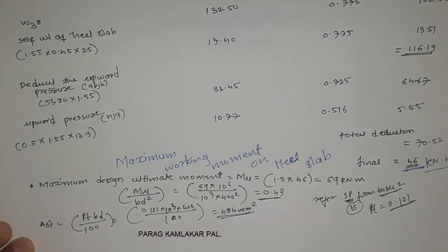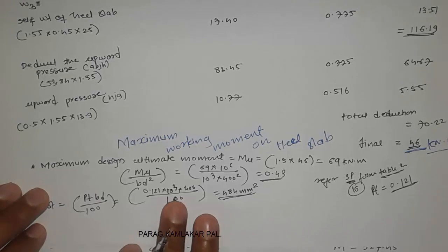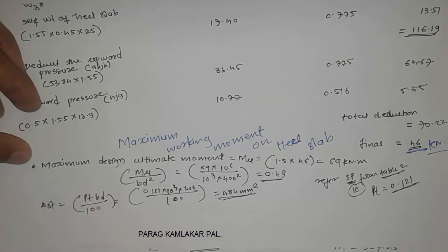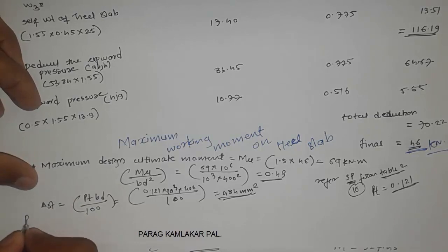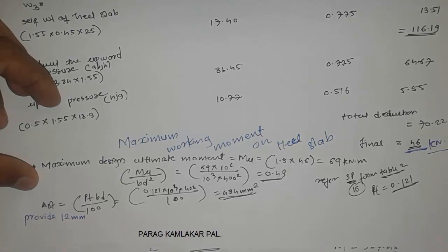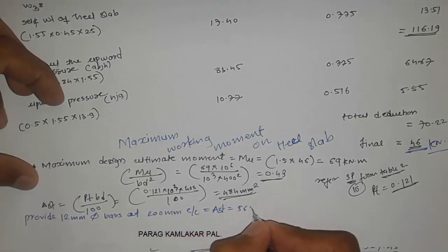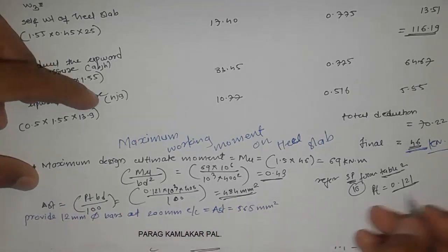Hence I am going to provide 12 mm diameter bars at 200 mm center to center. So we get Ast equals 565 mm square when you put it in this formula.